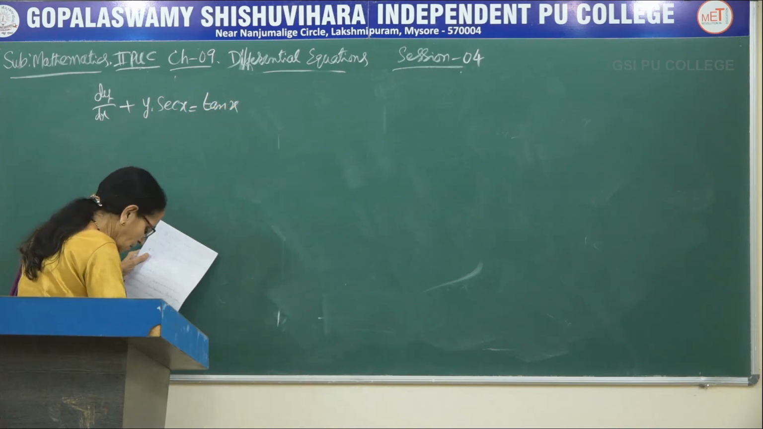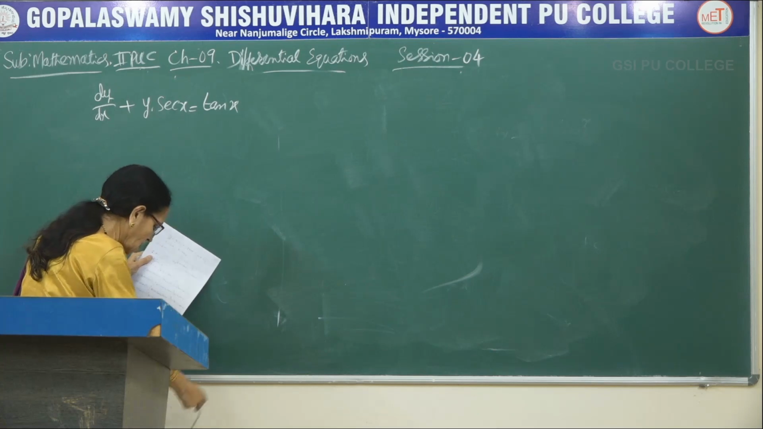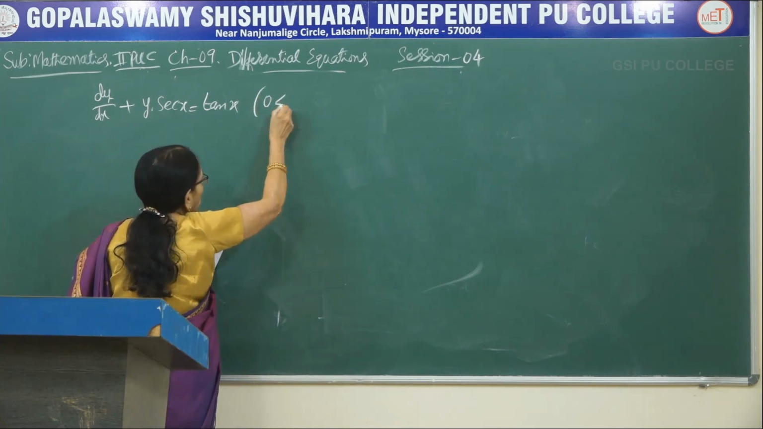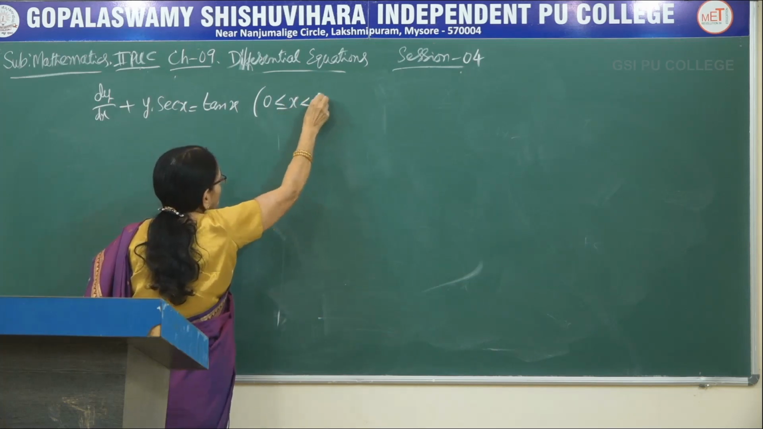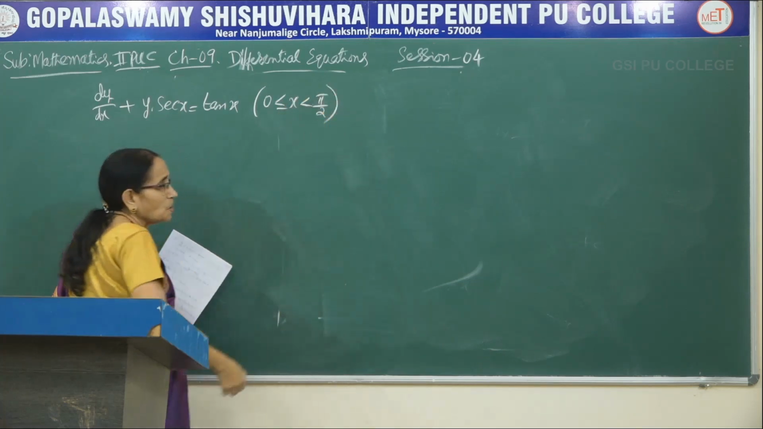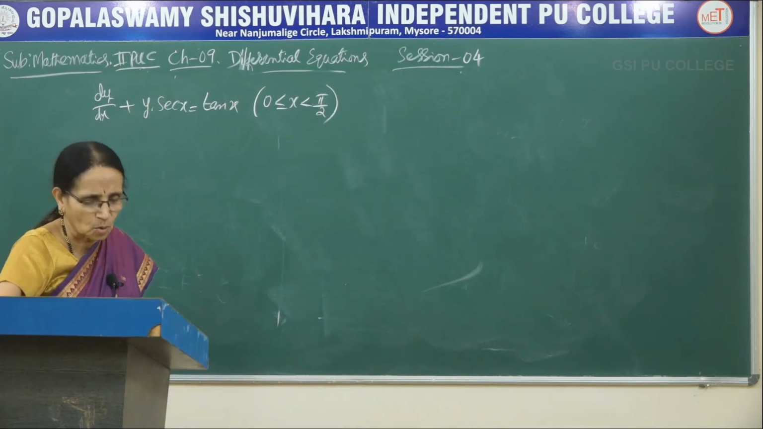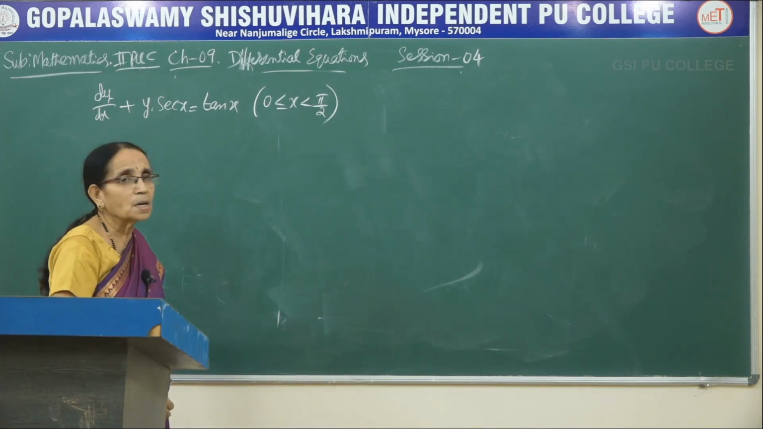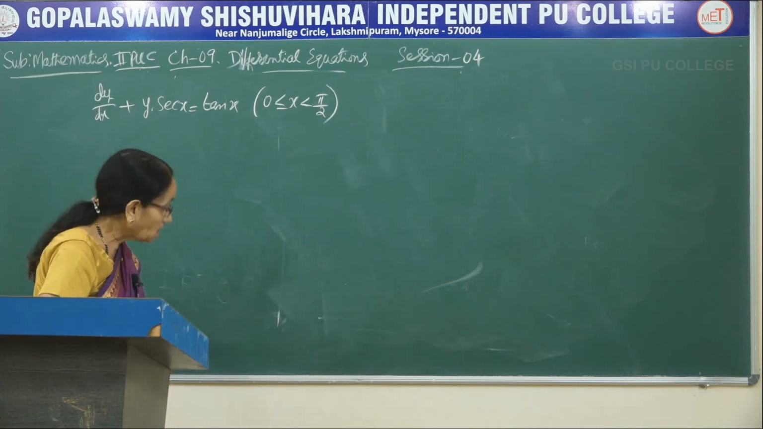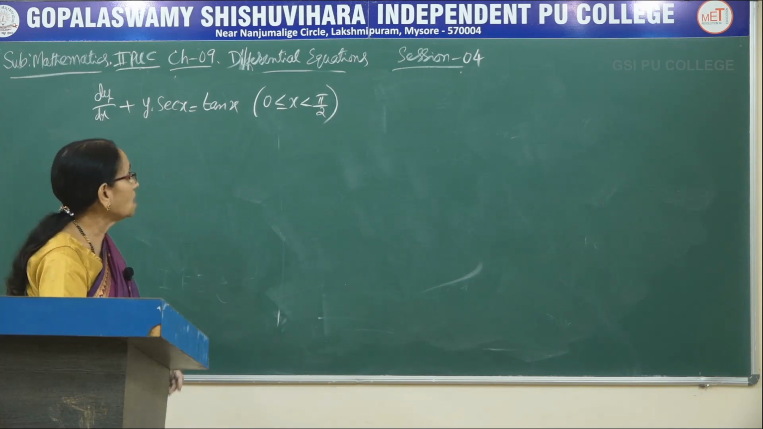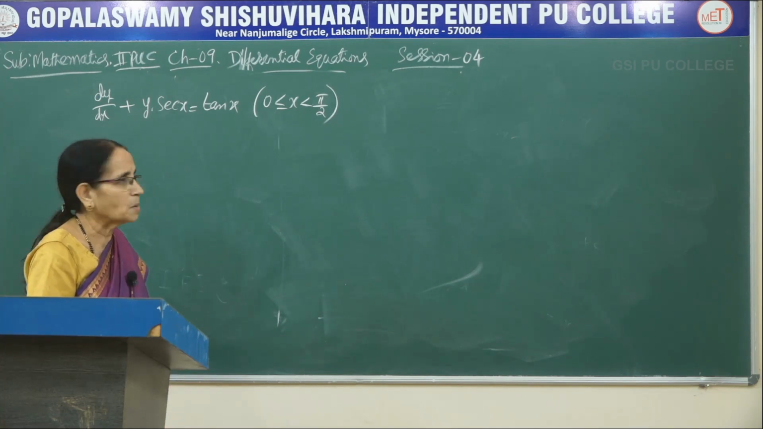Y into secant x equal to tan x here. Now some specific values have been given for x here. That is, an interval has been considered. So we are considering this equation only in the particular interval. What is that interval? 0 less than or equal to x less than pi by 2. That means it is a closed open interval 0 to pi by 2.